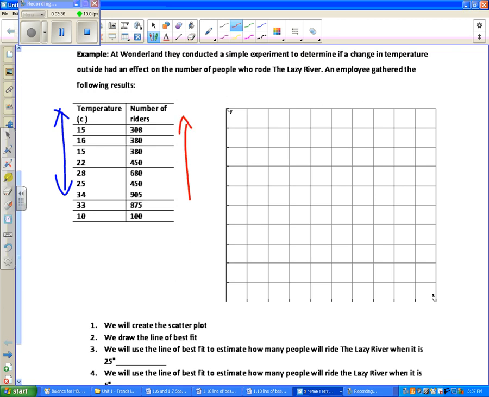So we want to first of all title our graph. Let's call it Lazy River Riders. I'm going to put temperature on the bottom, and it's going to be in Celsius. I'm going to put number of riders on this side.